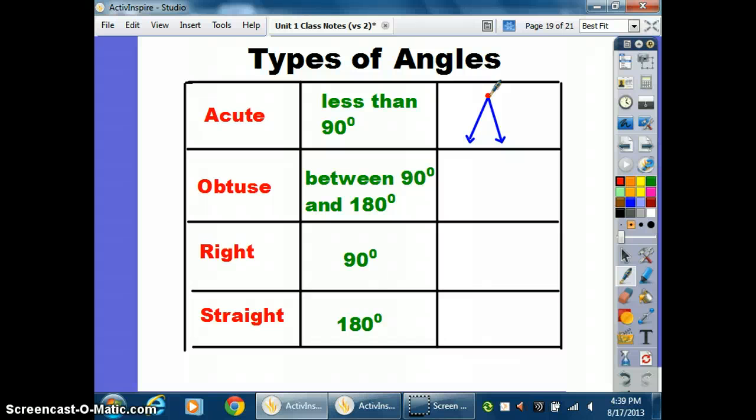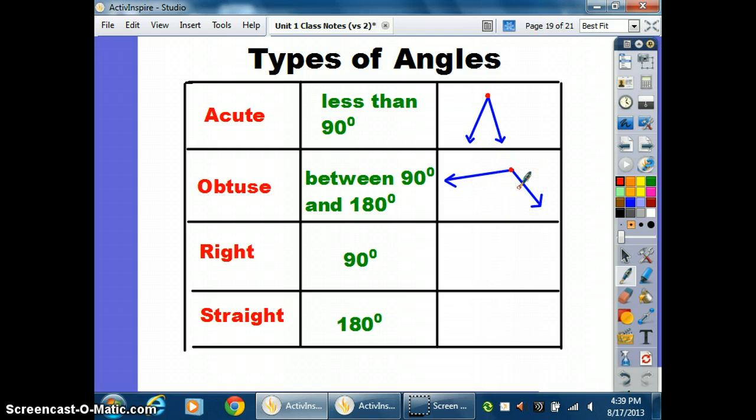An obtuse angle is between 90 and 180. Again, I've drawn it upside down, and let's highlight the vertex, the point, the vertex right there. See, it's made up of 2 rays, and this distance here is greater than 90, so it's obtuse. It's not 180 though. Okay, we're not looking out here. This is called a reflex angle. We're talking about between 0 and 180.